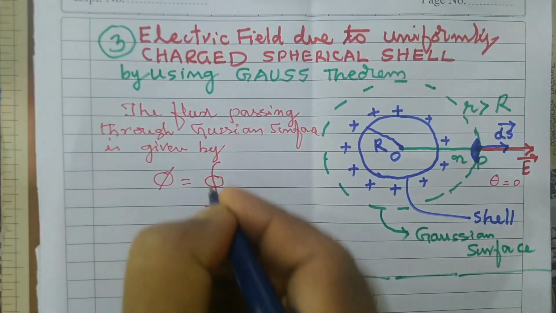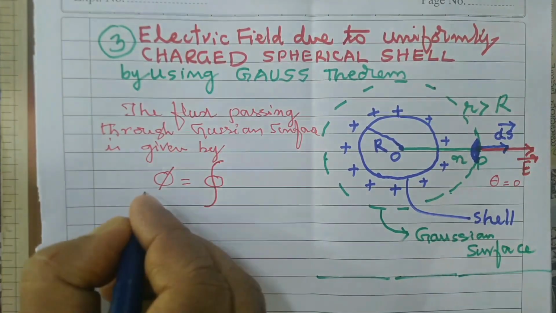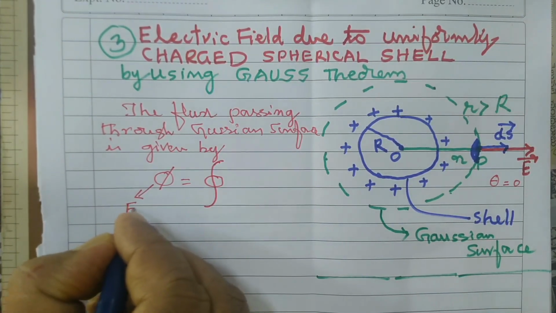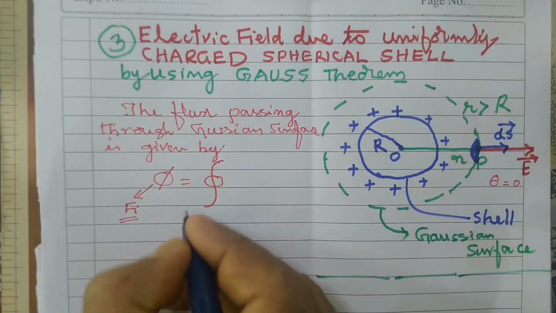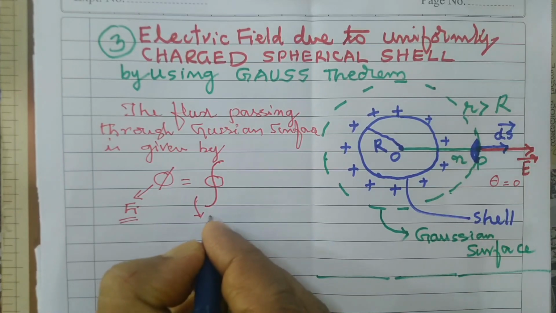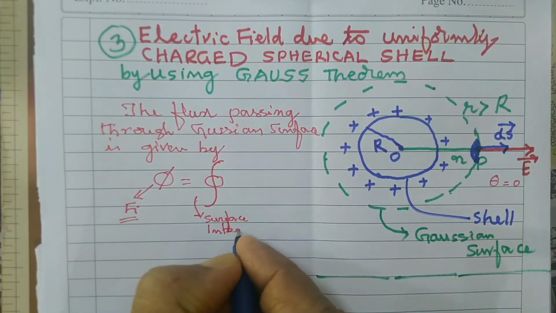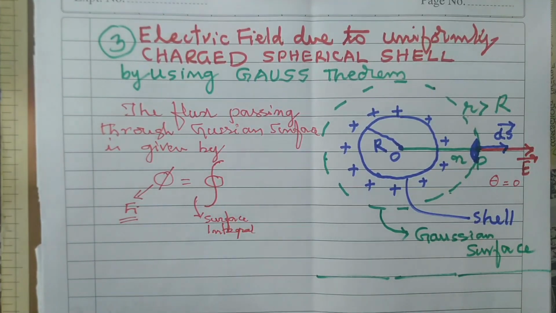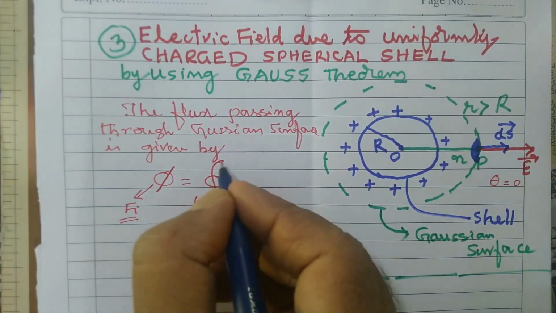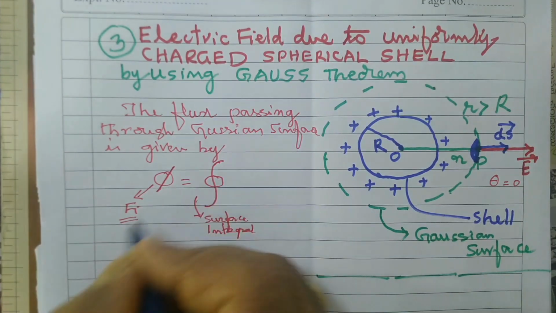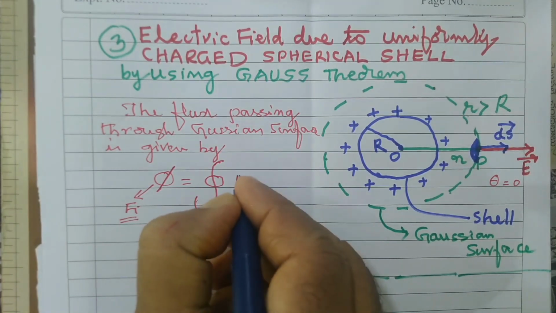Here my dear students, these two look like the same symbol, but you remember this we call it phi, and this is the surface integral. For the sake of clarification only I am writing; in the examination you need not write it. Whenever you are writing the notes, write clearly the surface integral and phi, please. And surface integral E dot ds.